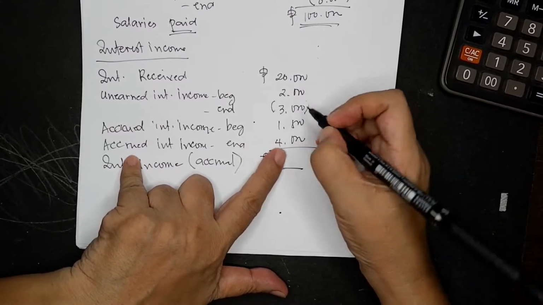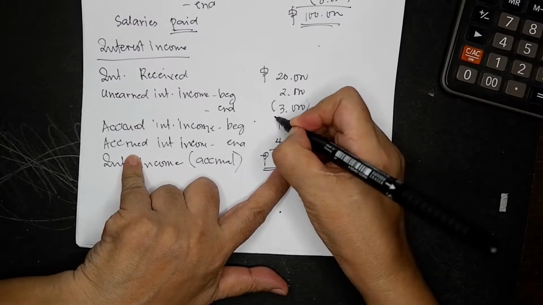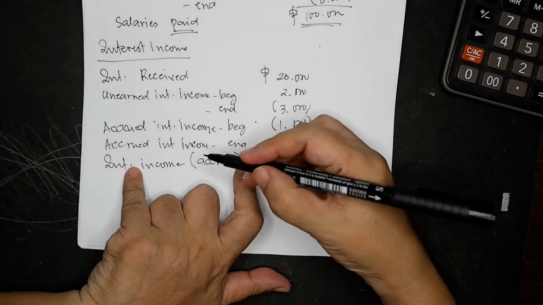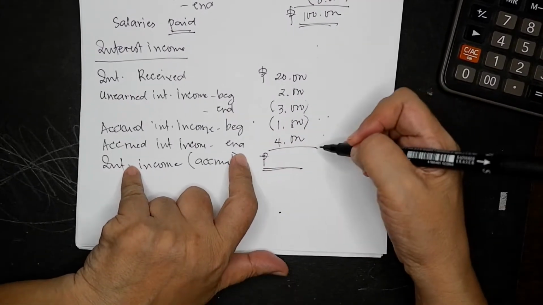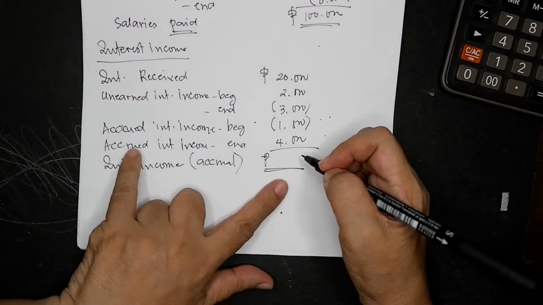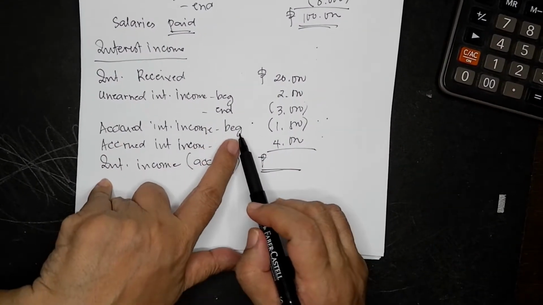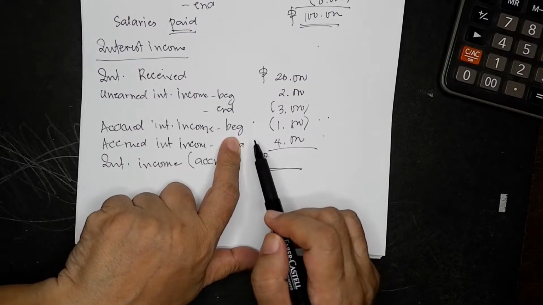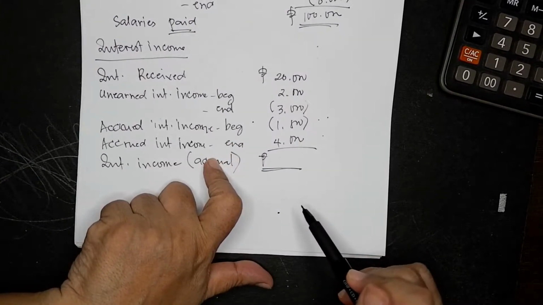Hindi. So, that is minus. Accrued interest income end. Kinita ba natin yan ngayong taon? Yes. So, that is plus. Again, accrued interest income beginning. Last year pa yan. Ngayon lang tinanggap yung bayad.